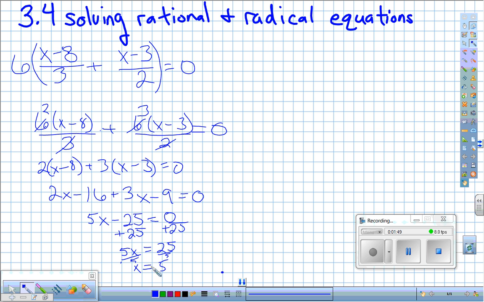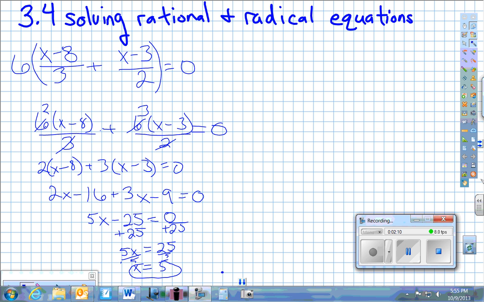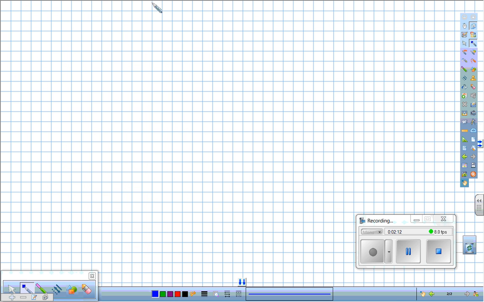So that's how you can solve a rational equation with whole numbers in the denominator and no variables. Then we are also going to do some harder ones that have a variable in the bottom. These ones are actually also pretty nice. I have x squared over (x minus 3) equals 9 over (x minus 3).